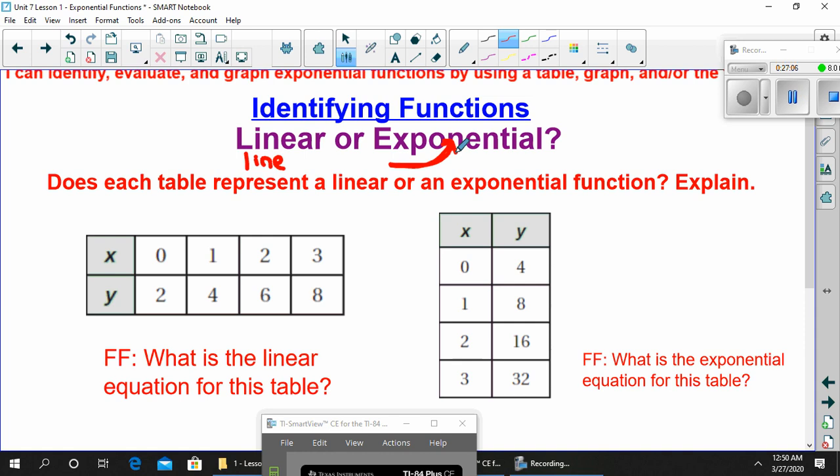So there's a way to tell if it's a linear or an exponential function. You could figure out the slope twice, but I don't want to do that. I'm just going to do the jumps. So x is increasing by 1 here. That's plus 1, plus 1, plus 1. Now this is plus 2, plus 2, plus 2. This is linear.